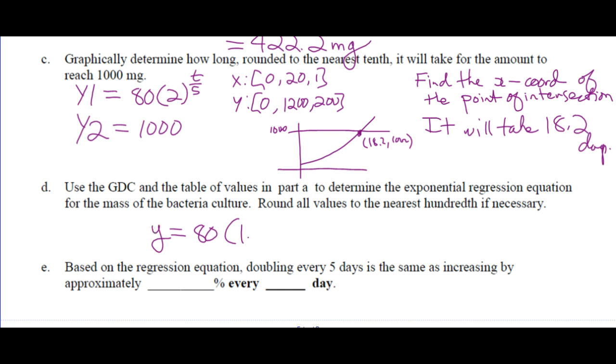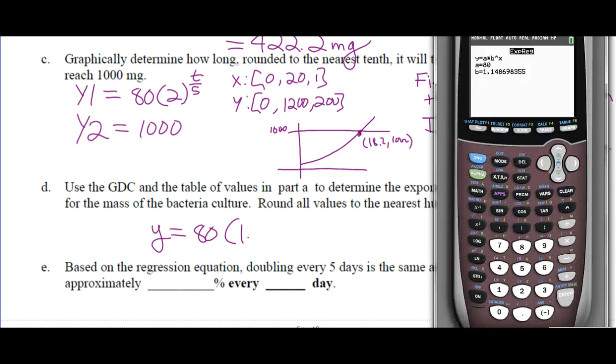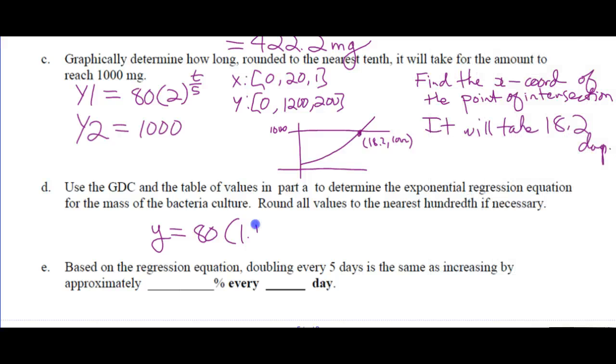And what do they want? Nearest 100th makes more sense. 1.15 to the x. Based on the regression equation, doubling every 5 days is the same as increasing by what percent every day? 15%. Okay, same as increasing by 15% every day. Every 1 day.